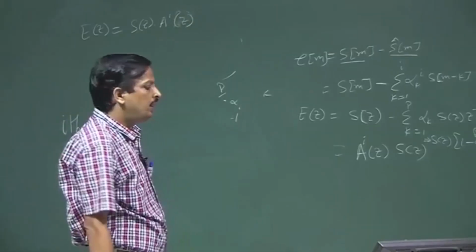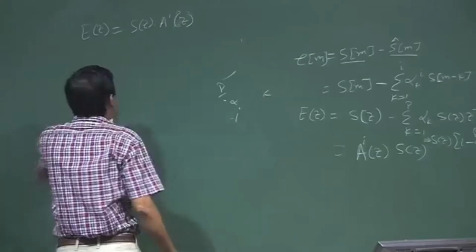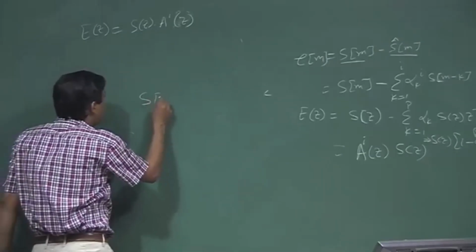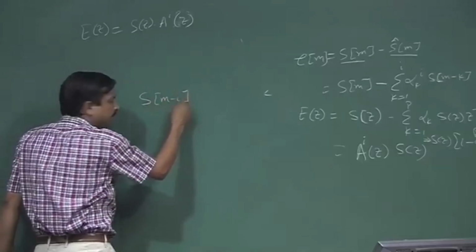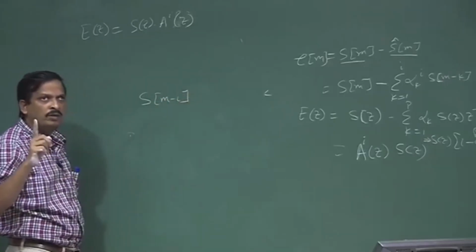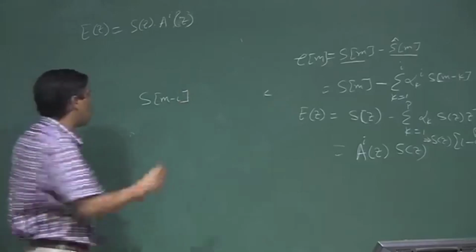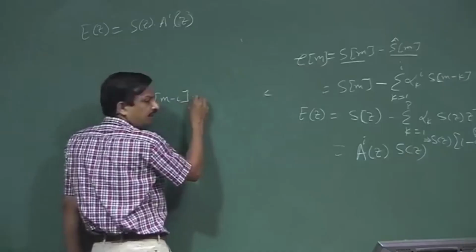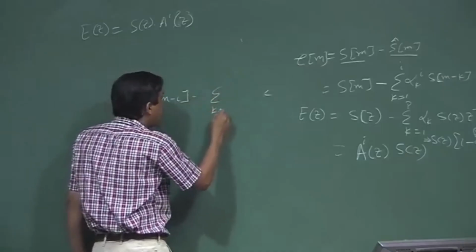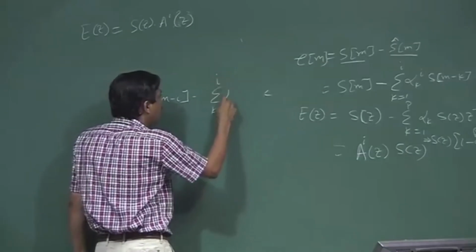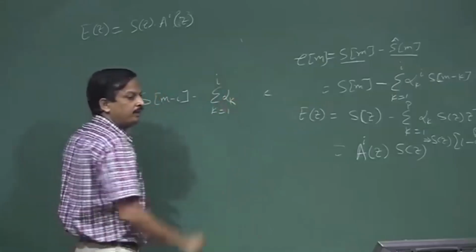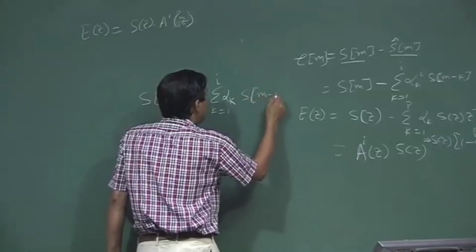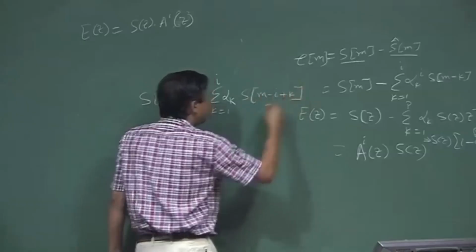Now, I want to define the backward prediction error. So, what is backward prediction error? I want to estimate s[m minus i] from the previous i samples. So, I can say s[m minus i] is the original sample minus the estimated sample, the sum over k equal to 1 to i of alpha k s[m minus i plus k].